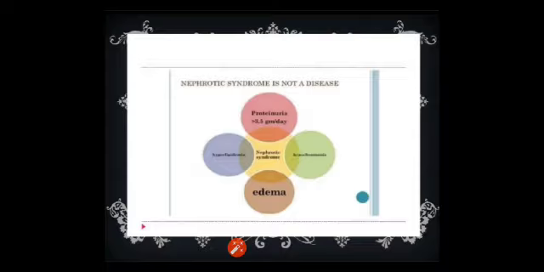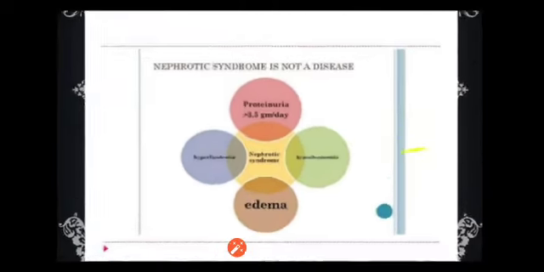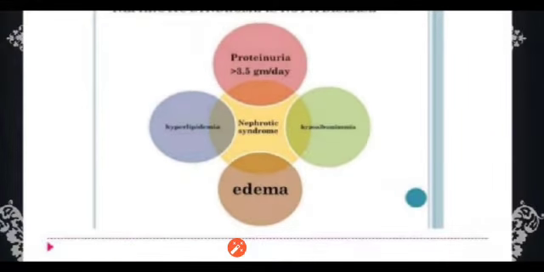Nephrotic syndrome is not a disease. It is a group of symptoms we can see. Proteinuria is seen, with more than 3.5 grams per day going out through urine, and hyperlipidemia, and hypoalbuminemia because of loss of protein from the blood, and edema. All together this is known as nephrotic syndrome.